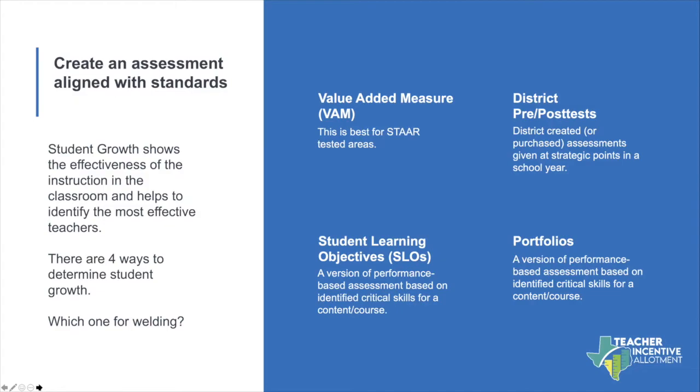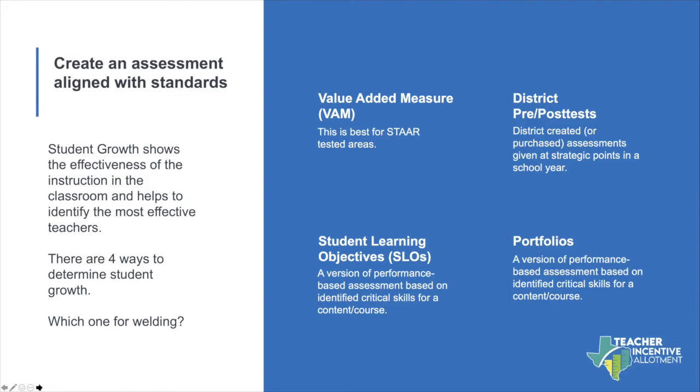So when we use welding as our context, let's look at these 4 types and decide which one would be most appropriate for welding. The value-added measure, or VAM model, is a statistical measure usually done by some sort of psychometric firm that takes STAAR results from one year to the next and provides an actual quantified number about the teacher's impact and influence on students' instruction. Then you have district-created pre-tests and post-tests. These typically follow a multiple choice structure that the district created or potentially purchased from a third party, given at strategic points throughout the school year so that you can measure growth from, say, the beginning to the middle and to the end of the year.